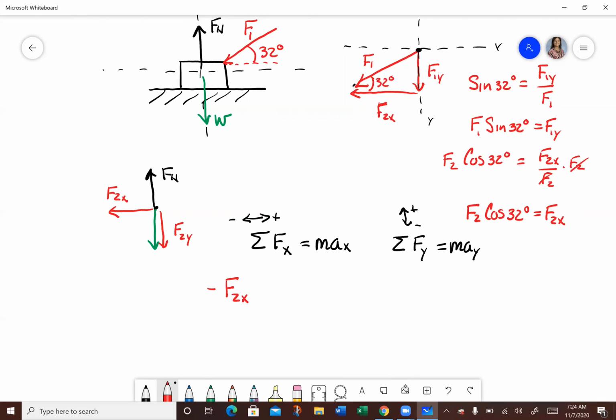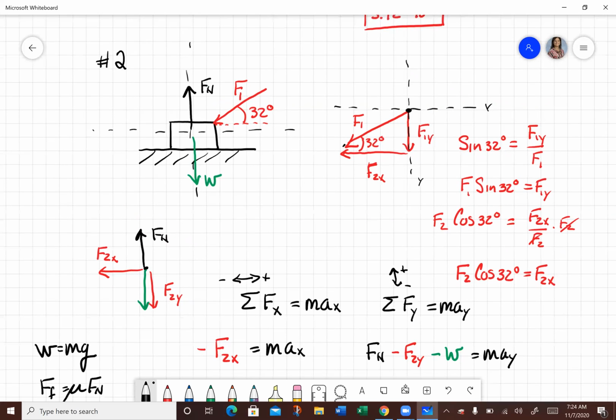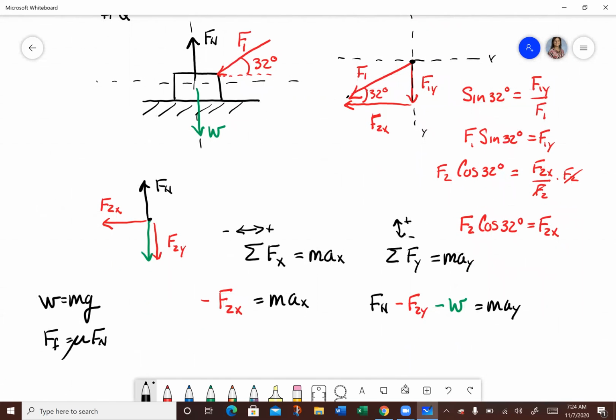It's actually going in the negative direction, equals max. In my y, if I take up to be positive, I'd have f normal minus f2y minus w equals may. So those are my equations, along with W equals mg and force of friction equals mu times the normal force. So that's what I should be thinking about as I now decide, what do I know? What do I want to know? So this is a long process, but very, very important.